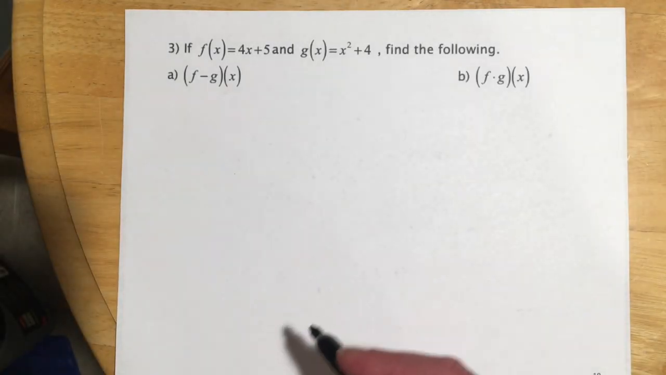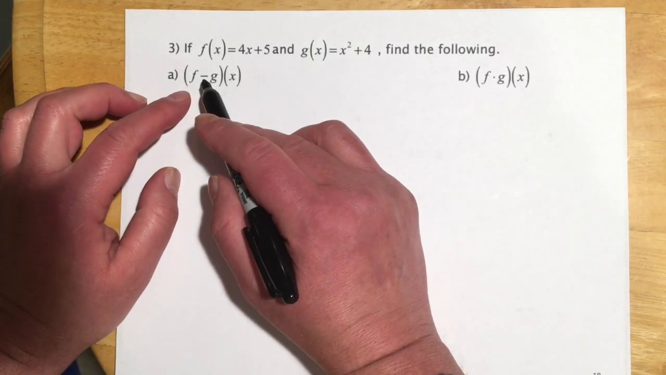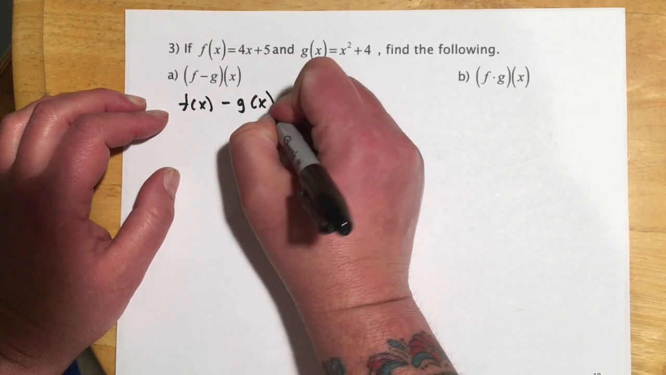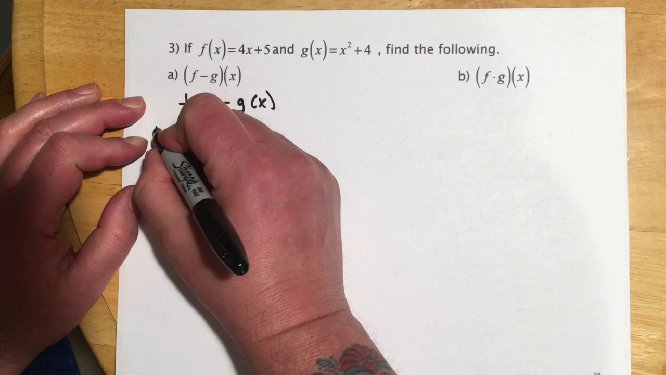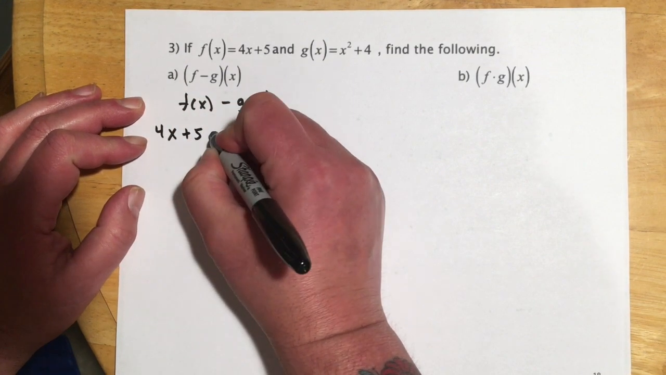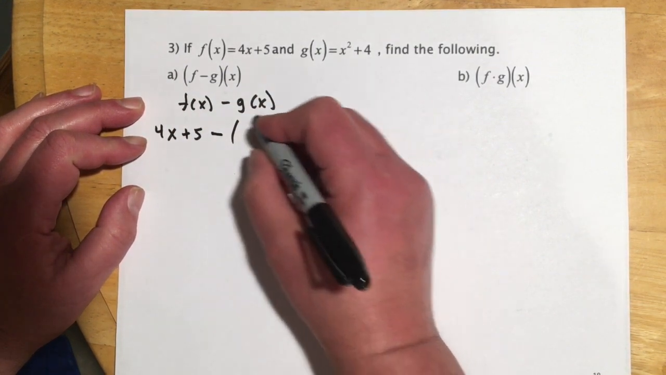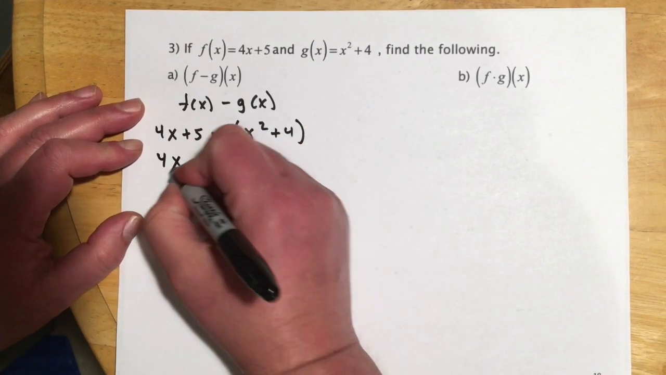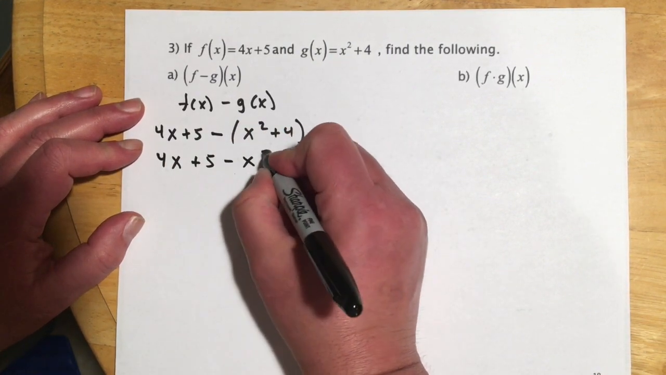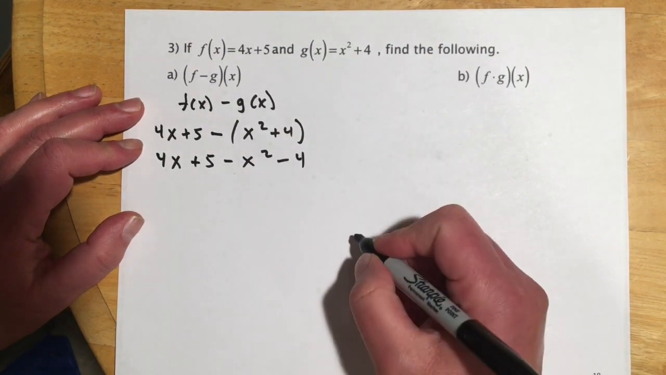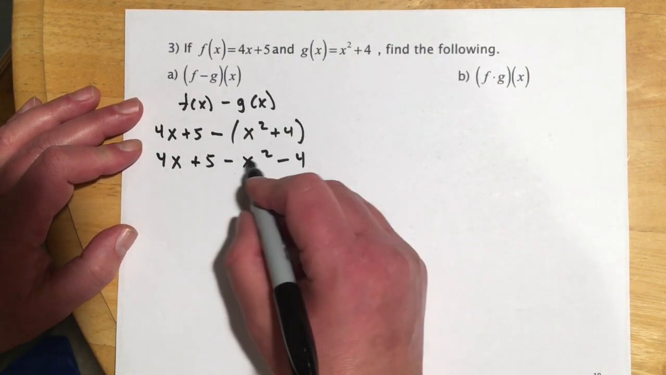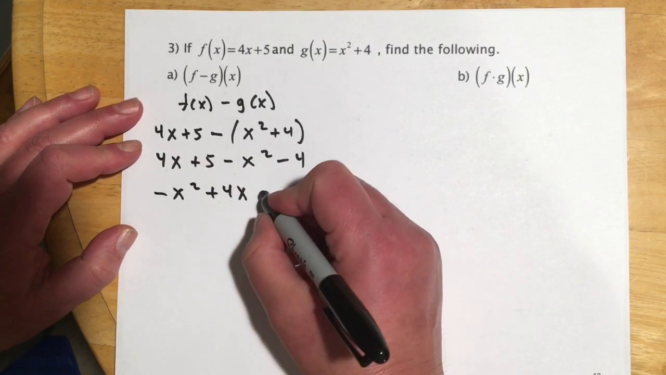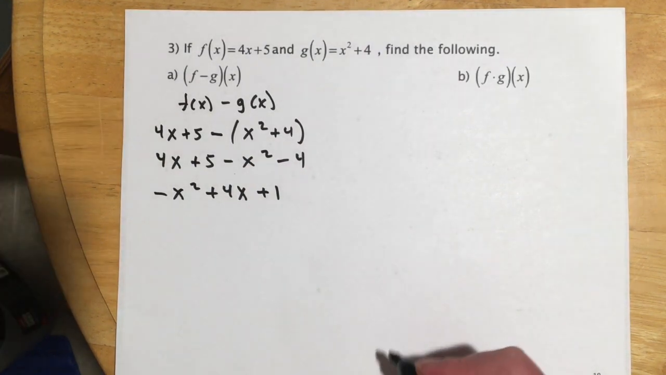These next couple are operations with functions. So this first one, remember, this means the same thing as f of x minus g of x. So it's just saying to subtract these. So 4x plus 5. Anytime we do a minus, we need that parenthesis, x squared plus 4. So 4x plus 5 minus x squared minus 4. And then if I write in descending order, negative x squared plus 4x, and then 5 minus 4 is plus 1.